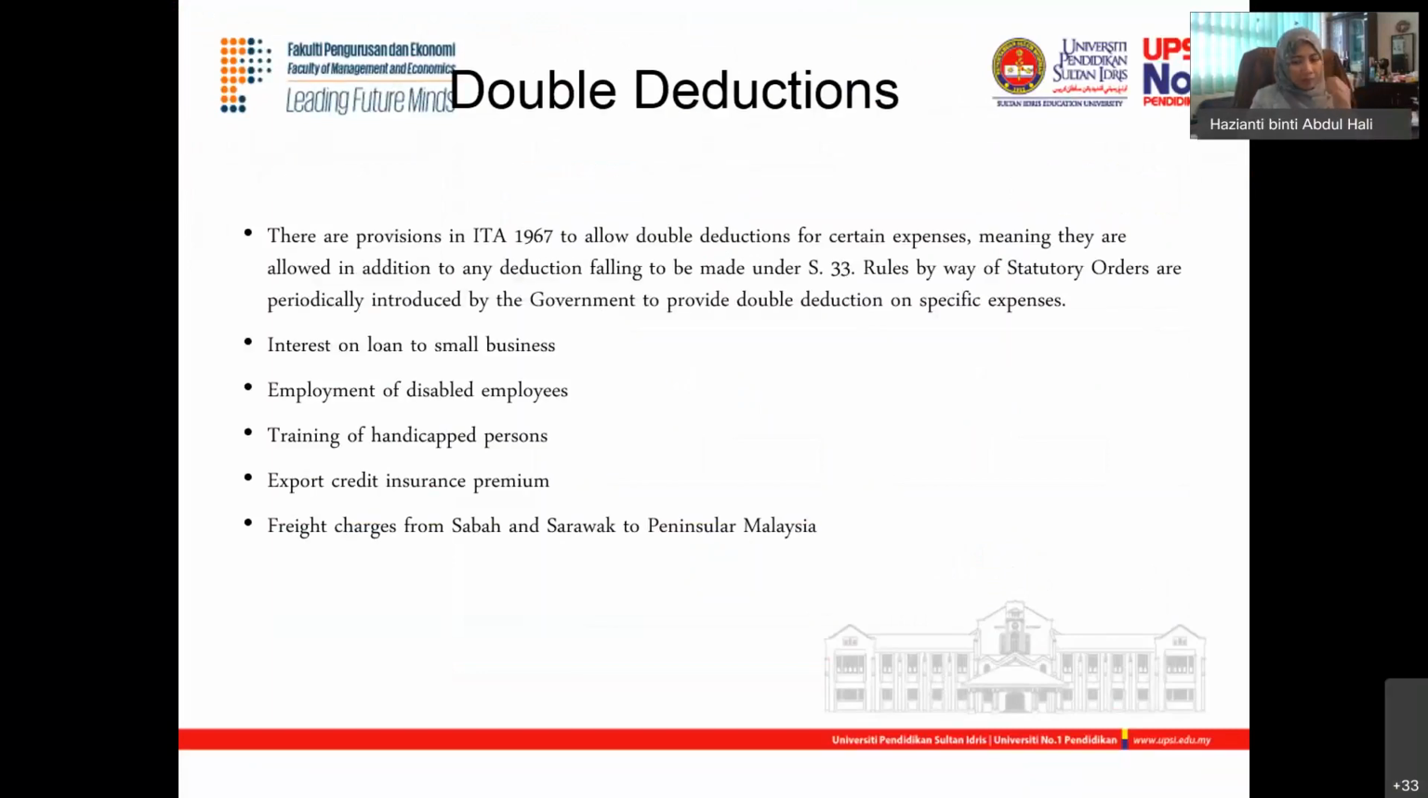Alright, in some cases, kalau tadi you can see from the table, some are 100% deductible, some are 50% deductible, but in certain cases we have double deductions, which means let's say the amount you spend is 1,000, but if the expenses is allowed for double deductions, 1,000 tadi you can deduct up to 2,000. So double 1,000 jadi 2,000. So there are provisions under the income tax act, under section 33 ni.